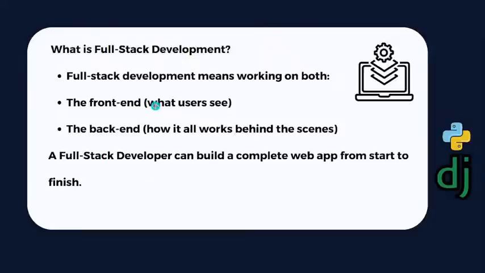Okay, for the front end we use HTML, CSS, JavaScript and React. These are the things we use for front end, and for back end we use Django, Python, and MySQL or PostgreSQL. These are the things of back end. The person who knows the front end and back end is called a full stack developer, who can build a complete web app from start to finish.